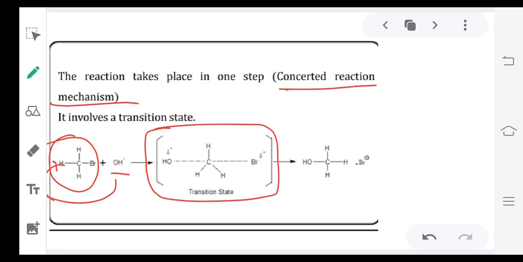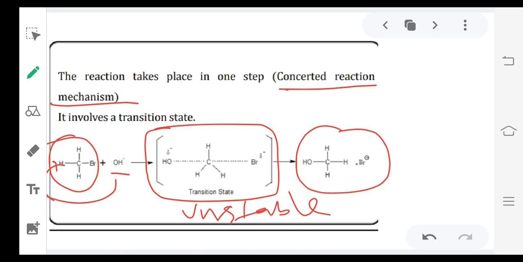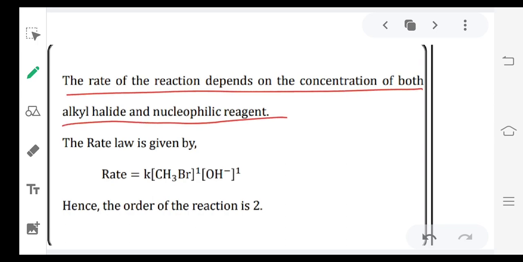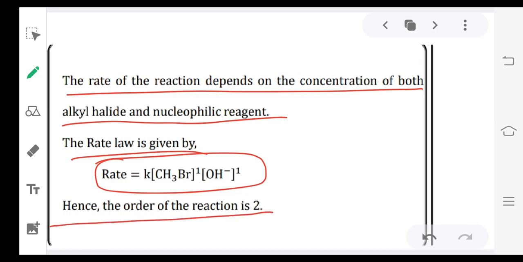So this transition state is an unstable state. Why? Because if you see here, around carbon there are 5 bonds. It is a very unfavorable state. So what will happen? Immediately the bromine will go and OH will attack from the other side of the molecule. So this is alcohol and Br minus. Like this, SN2 mechanism takes place in a single step. The rate of reaction depends on the concentration of both alkyl halide and nucleophilic reagent. That's why the rate law is given by rate with respect to alkyl halide 1, with respect to base also 1. So the order of reaction is 2.